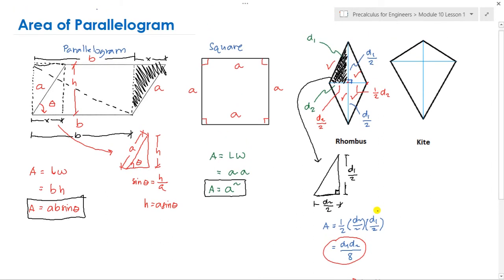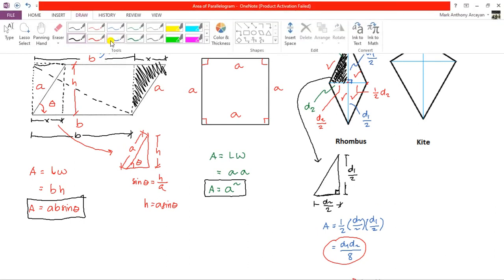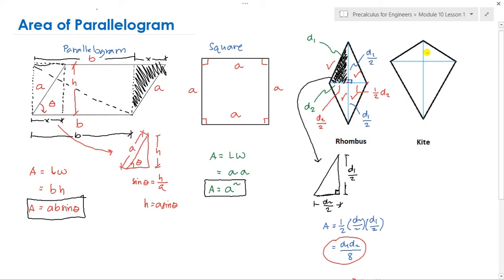Understood. So let's proceed to the kite. The kite is also similar to a rhombus. So let's also label the two diagonals of the kite. The longer one we denote as D1, the shorter one is D2. But this time only D2 is bisected, whereas D1 is not halved, since the part below is bigger than the part above. So here this is D2 over 2, this is D2 over 2. And it is still 90 degrees.